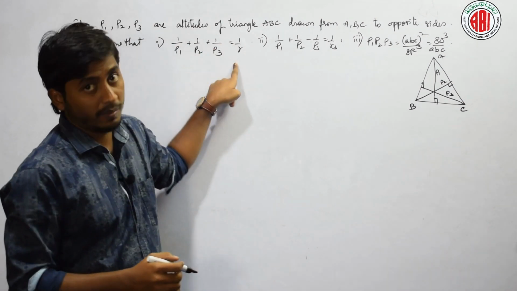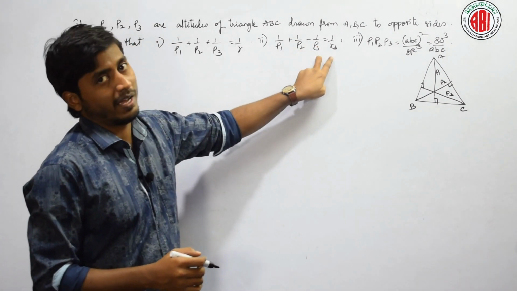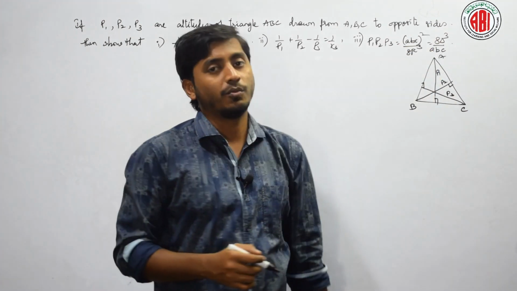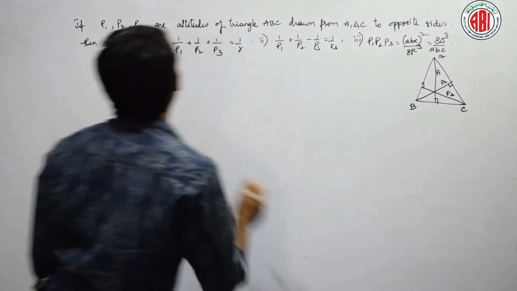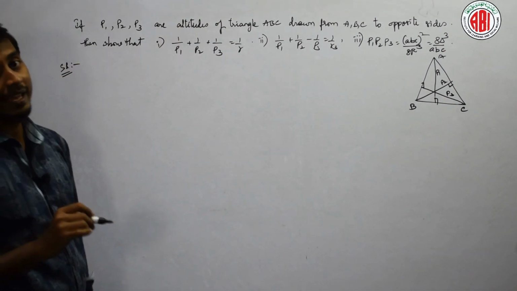He is asking us to prove 1 by P1 plus 1 by P2 plus 1 by P3 equals 1 by R, and 1 by P1 plus 1 by P2 minus 1 by P3 is 1 by R3. P1 P2 P3 is ABC whole square by 8 R cube into 8 delta cube by ABC. In order to know that, let us have a common rule, that is area.